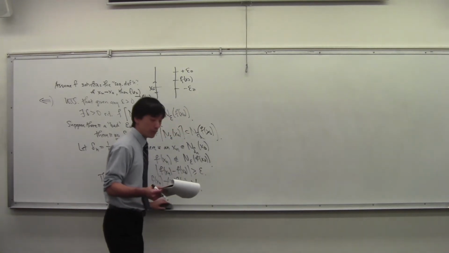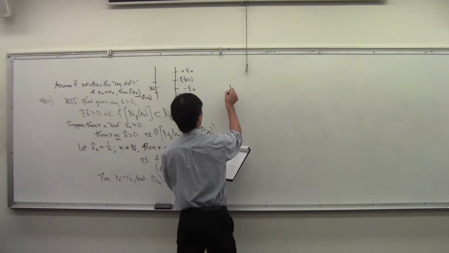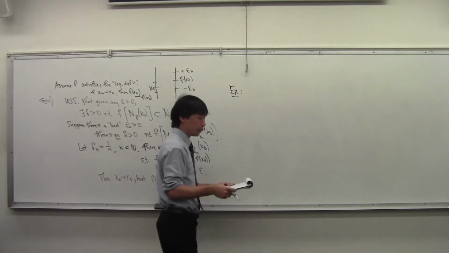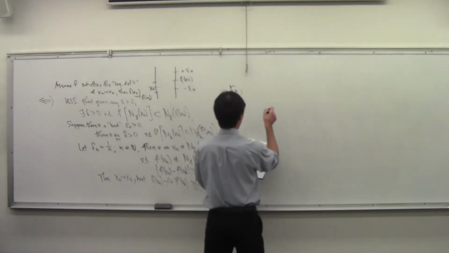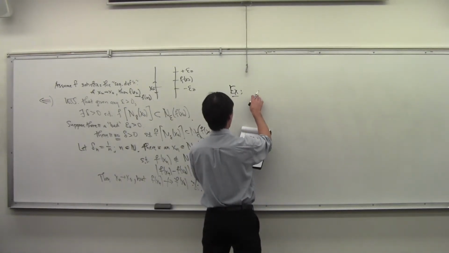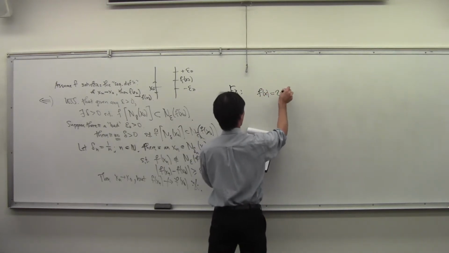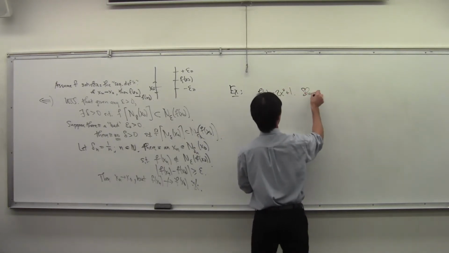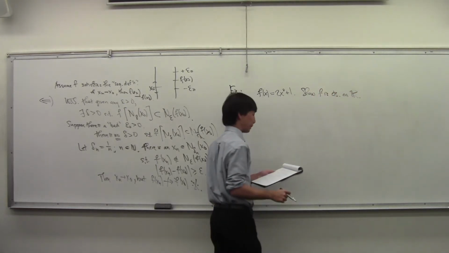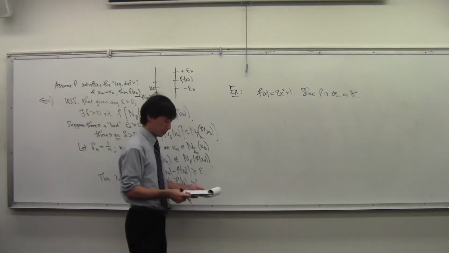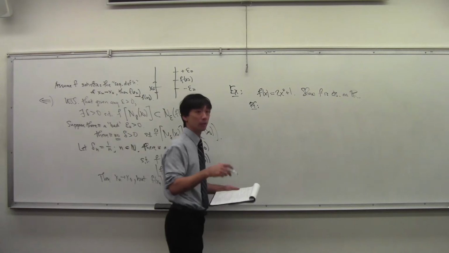Okay, let me show you an example of how one proves continuity for a slightly more complicated case. So f of x, say, is 2x squared plus 1. Let's show that f is continuous on the reals. So one way is easy.